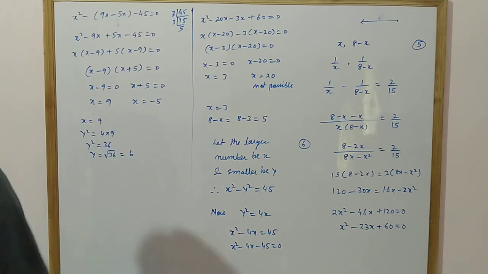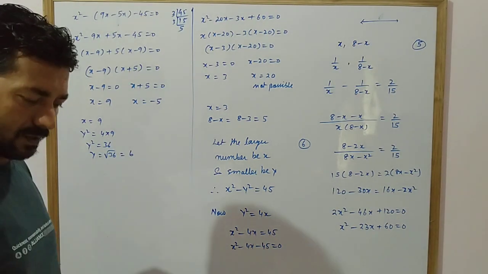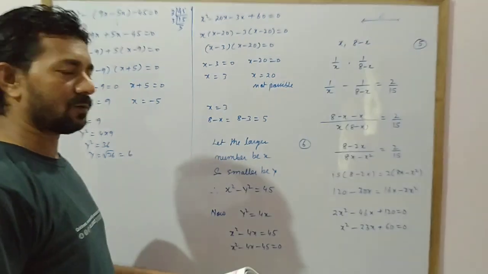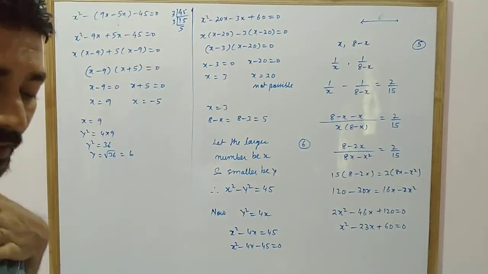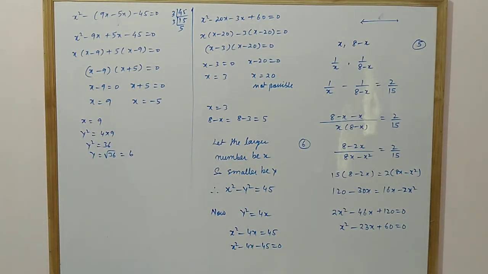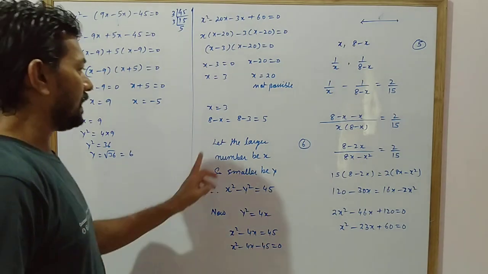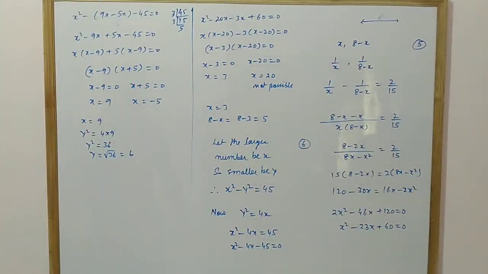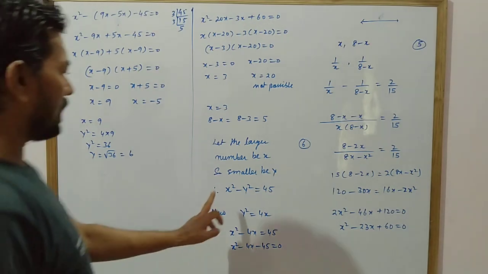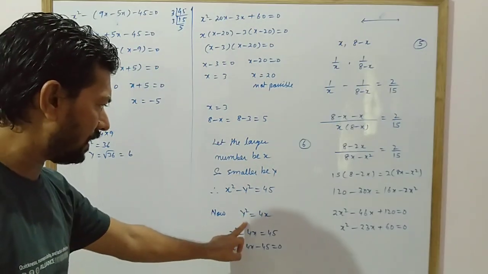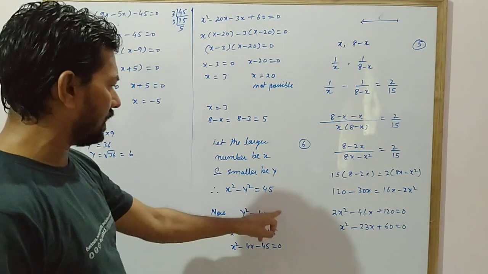Now see here in question number 6. In question number 6 it is given that the difference of the squares of two numbers is 45. The square of the smaller number is 4 times the larger number. Determine the numbers. Let the larger number be x and the smaller number be y. Their difference: x square minus y square equals 45. And it is given that the square of the smaller number is 4 times the larger number.